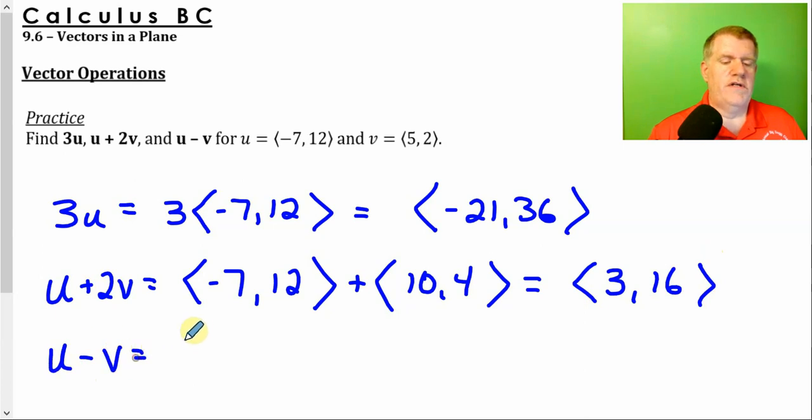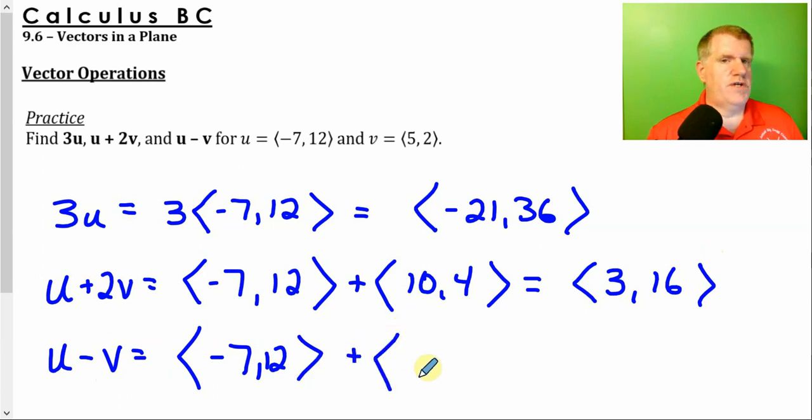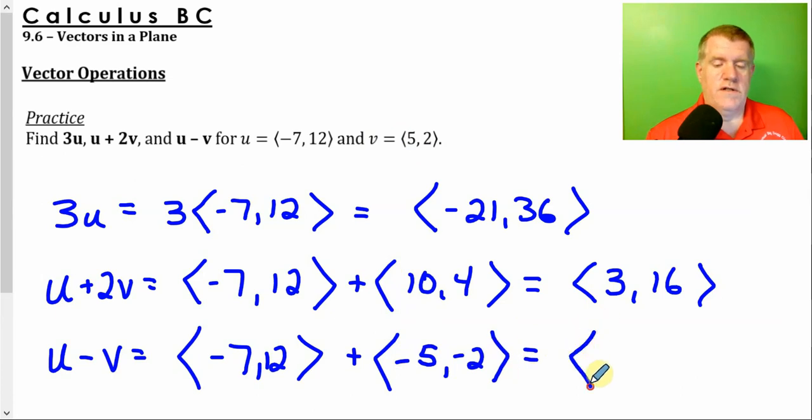u minus v. So we're going to start with u again. -7, 12. Now remember, subtraction is just the opposite of addition. So I'm going to take v and I'm going to make it negative. Then add them together. So I get -12, 10. So that's some basic operations on vectors.